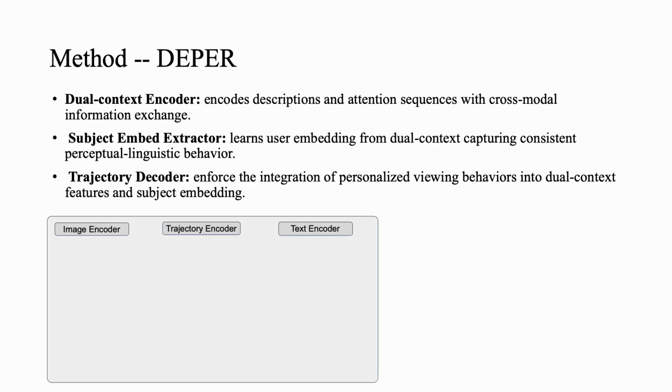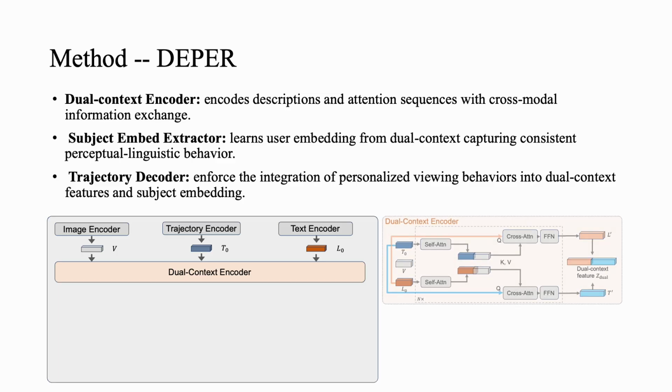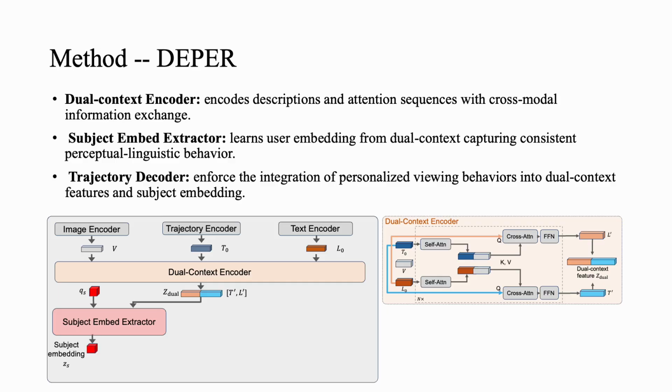Now let's go to Deeper. First, Deeper takes the image, trajectory, and text features into the dual context encoder. The purpose of the dual context encoder is to exchange information between the trajectory and the text. After that, we get the dual context features. Then, the subject embedding extractor initializes a subject query and attends to the dual context features to get the subject embedding. The subject embedding captures the consistent perceptual and linguistic behavior across different images.